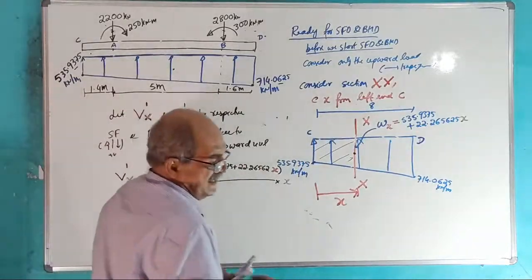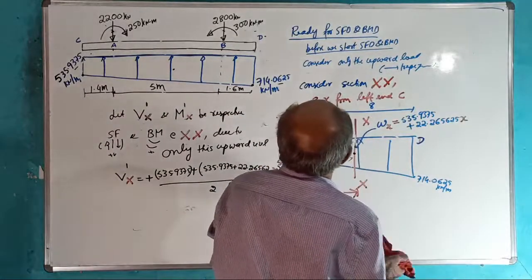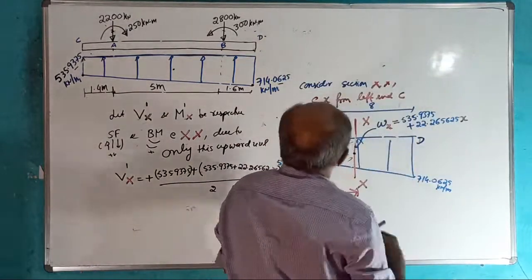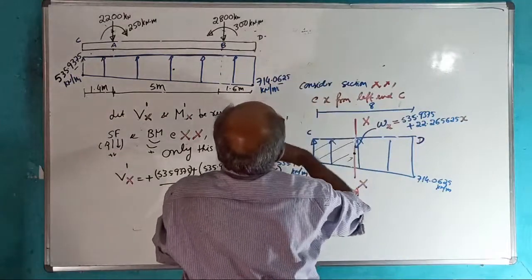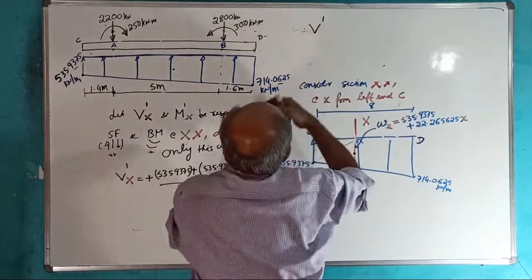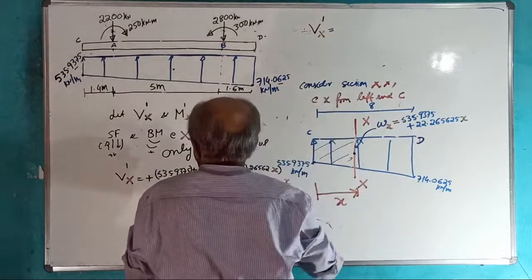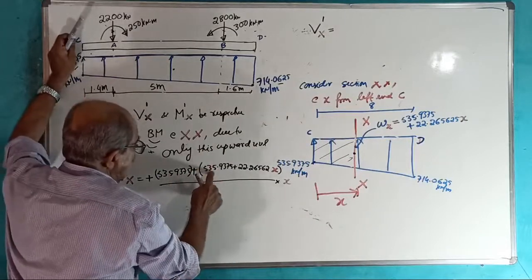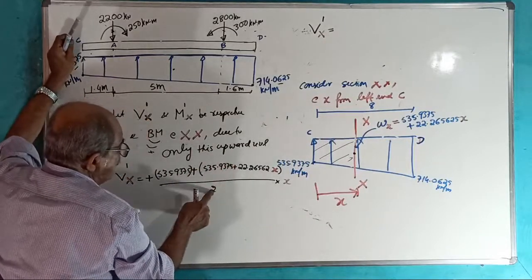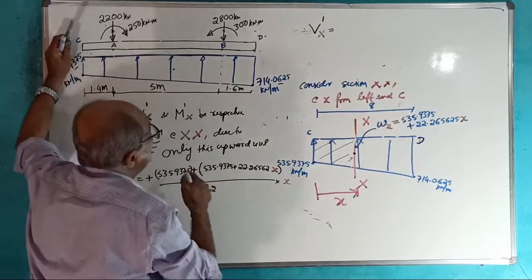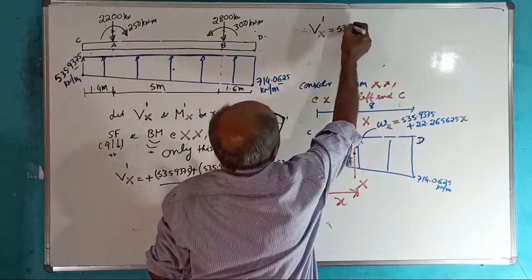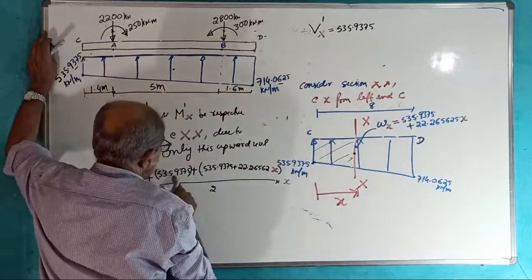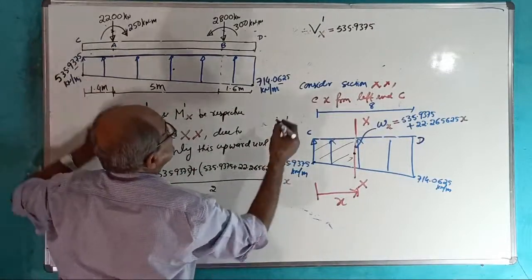Or I will do one thing now. Somewhere there I will put the answer. See, I want that answer now. Therefore that V dash x equal to, tell the answer, 535.9375 plus 535.9375 divided by 2 into x. Tell the answer. It is 535.9375 times x. Why? See, same number 2 times divided by 2 into x.